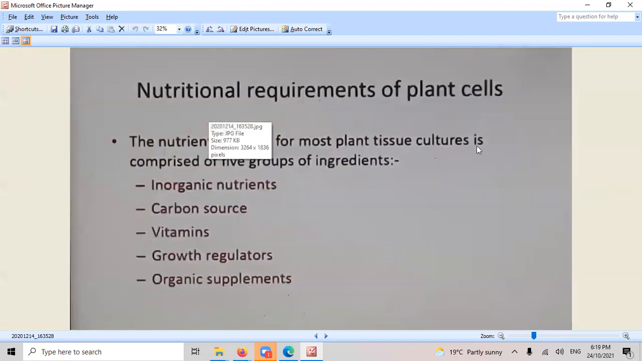Natural requirements for plant cell. So when you're doing cloning, this is what cloning is. You're trying to start off something from nothing. So you need your inorganic nutrients, your carbon source, vitamins, growth regulators, and organics. The difference between your hormones and growth regulators: growth hormones are produced naturally and growth regulators are added externally.